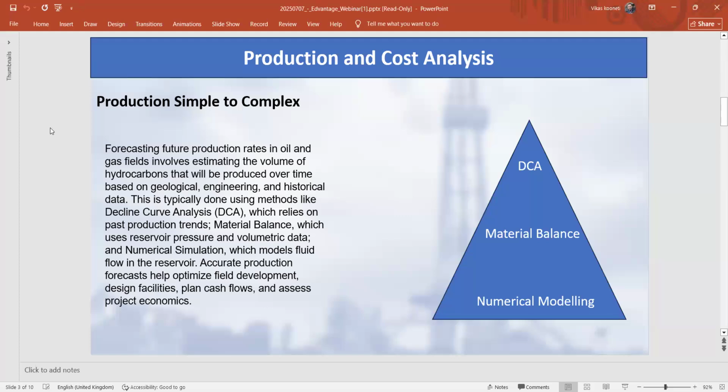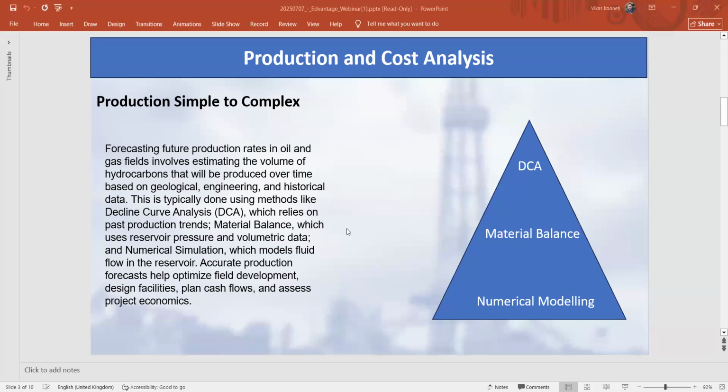This is typically done using different methods like DCA, which relies on past production trends, material balance, which uses reservoir pressure and volumetric data, and numerical simulation, which models fluid flow in the reservoir. Accurate production forecast helps in optimizing field development design, facilities plan, cash flow, and economics as well, right? And project economics, right? So simple to complex, right? So let's keep it DCA, right?